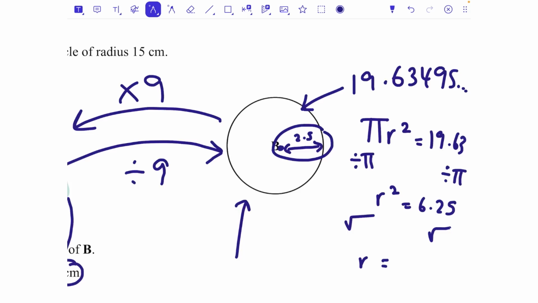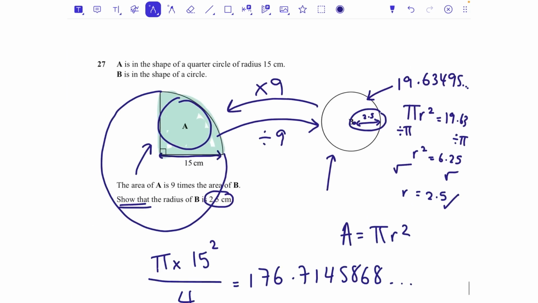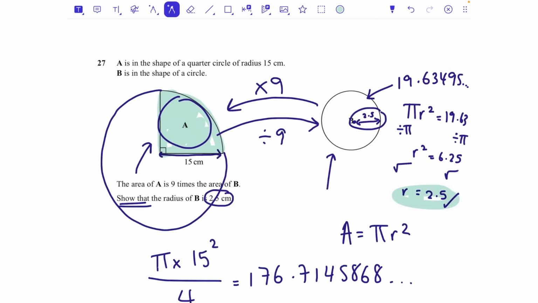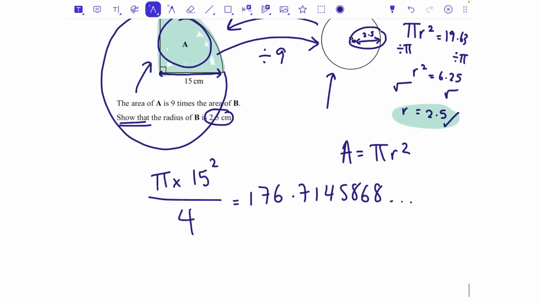So we've shown that we get the same answer, and that's what you want to do on a show that question. You want to do it yourself and show that you get the same answer. And that's it for full marks on that question. That's all we need to do. I've laid that out a bit oddly because I've tried to fit it at the top of the page so you could see the diagrams, but hopefully that makes sense.